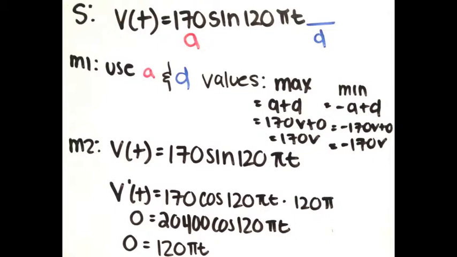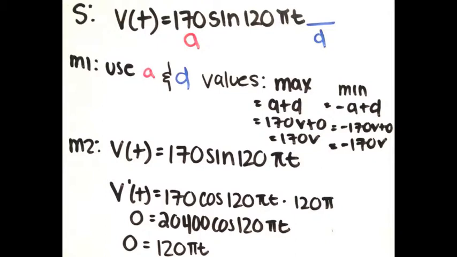Through this equation, we know both the a and d values. So, we can use this to find the max and min, which would be a plus d, equal to 170 volts plus 0, because there is no d value, which is equal to 170 volts, and the opposite sign for the min. However, this method does not give us the time at which the max and min voltage occur. So, we can use method 2.